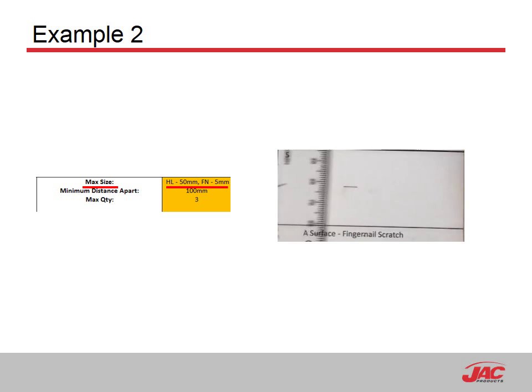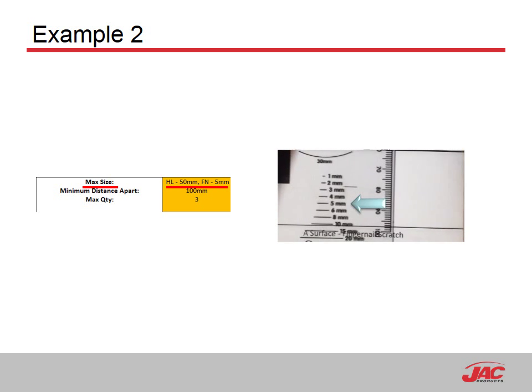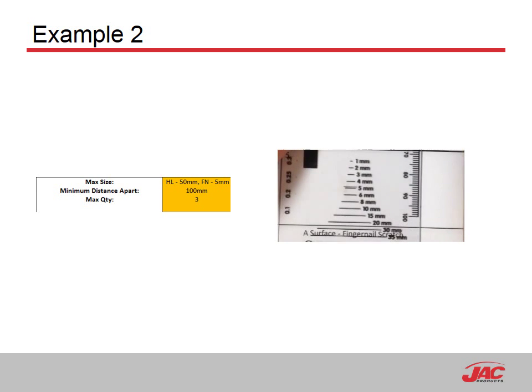There is another method we can use, which is the defined lines. We can line up the scratch with the 5 millimeter line and see that our scratch is more than 5 millimeters. Either tool will give us the answer that this scratch is too long and we must fail it.